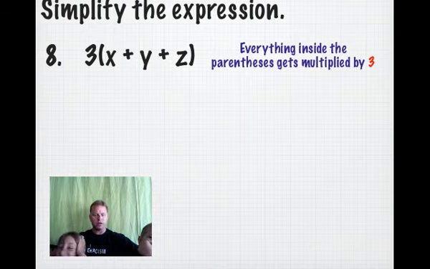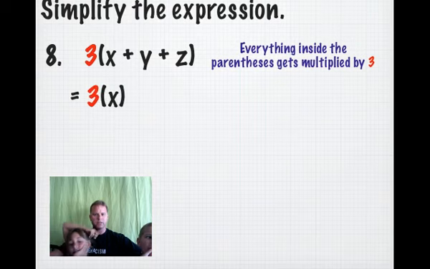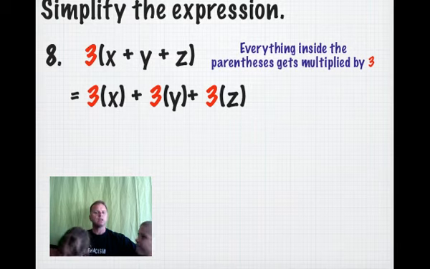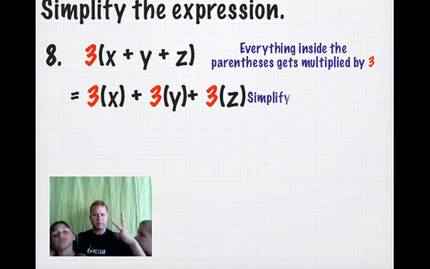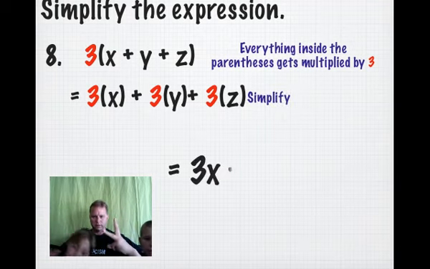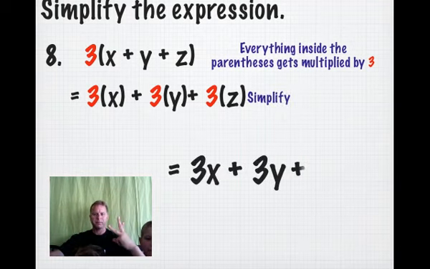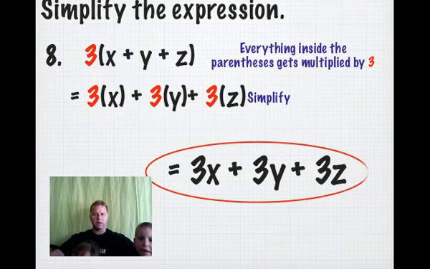So if we have 3 gift bags, and in each gift bag there's an X-ray, a yo-yo, and a zebra, how many X-rays are we going to have all together? Not 1. Remember, there's 3 gift bags. So we need 3 times X, 3 times the yo-yos, 3 times the zebras. So 3x, and for the yo-yos 3y, and 3 zebras. All right, and that's our answer.